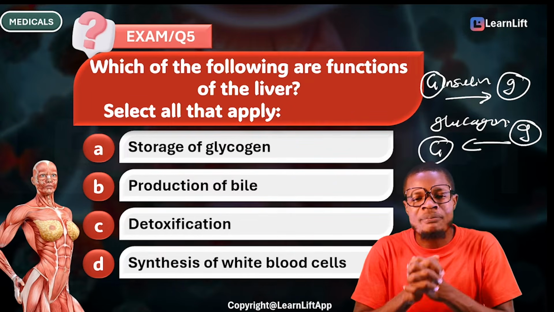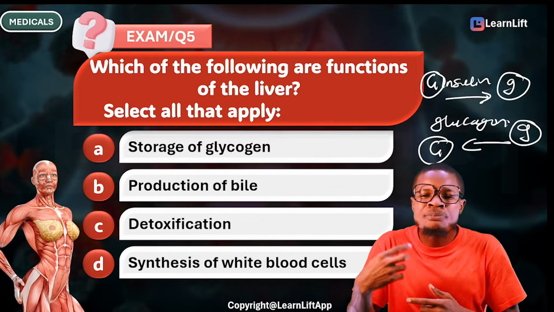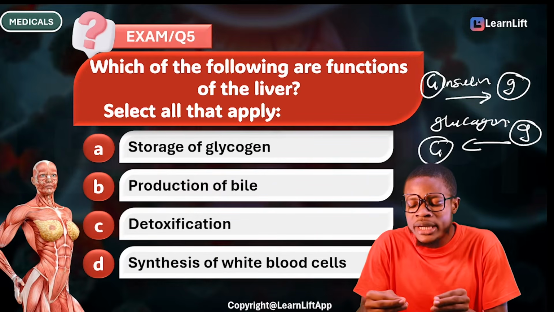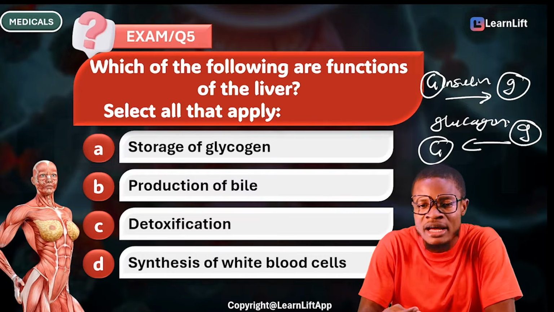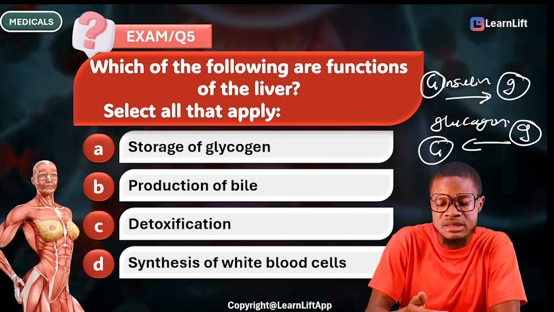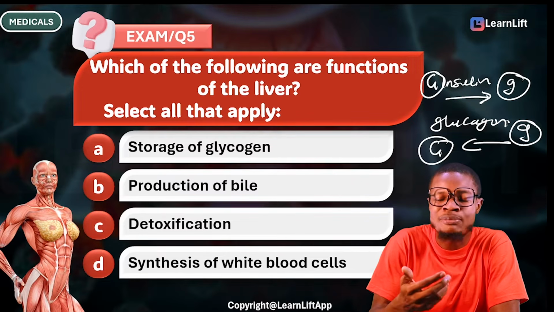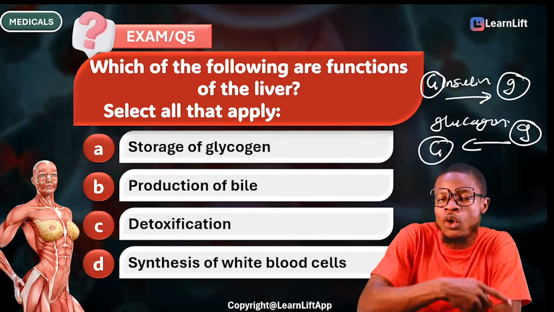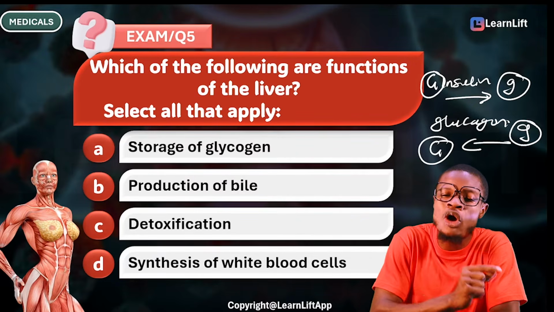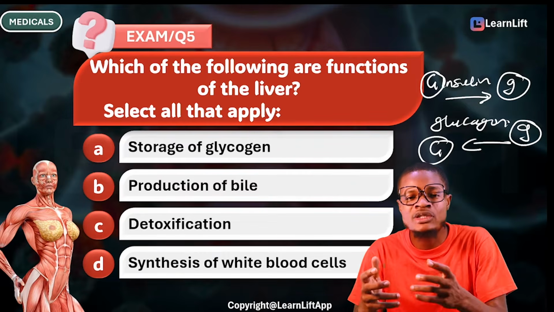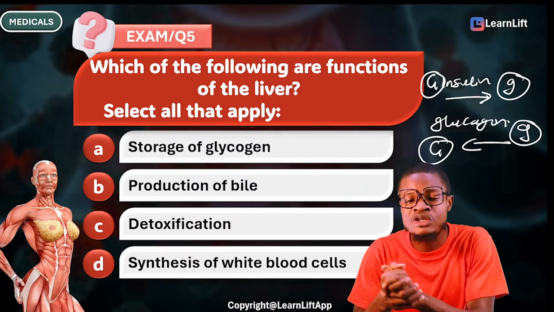Option B is production of bile. Now, bile is produced by the cells of the liver. Anytime you hear the word liver, something should strike you: hepato. So hepatocytes are the liver cells. They assist in the production of your bile. If they produce this bile, the bile is therefore stored where? In the gallbladder. So now the question is, which of the following are functions of the liver? Select all that apply. Production of bile is also a correct function of the liver.